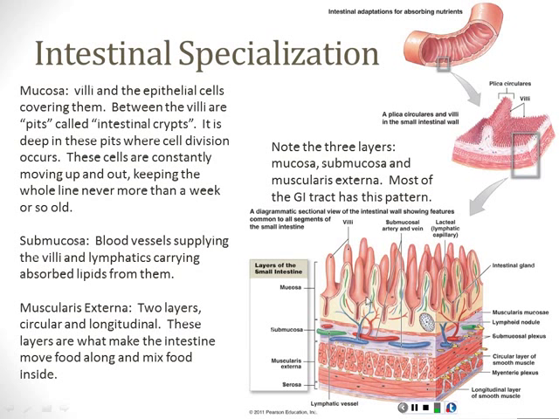They get pushed up and out, and by the time they get to the top of the villus, they're shed, they're released, they're destroyed because new cells are coming along behind all the time. So it's like a conveyor belt. Here's where the cells are made, and here's where they're released into the small intestine.